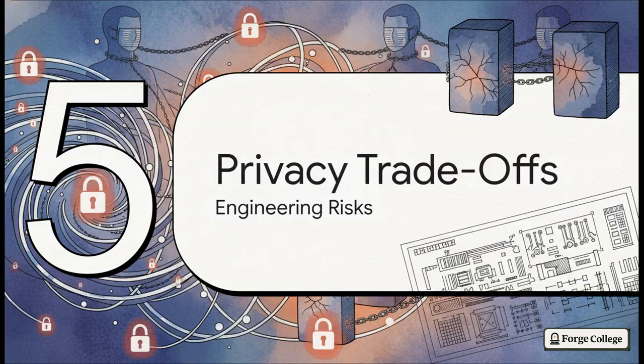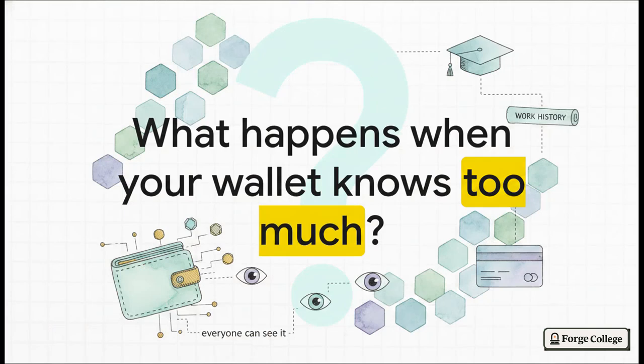Section 5. The privacy trade-offs. Let's talk about the engineering risks. Now, as engineers, we know that every single architectural choice comes with consequences. Accumulating permanent data on a public ledger creates a massive risk. I want you to really think about this for a second. What happens when your wallet knows too much about you?